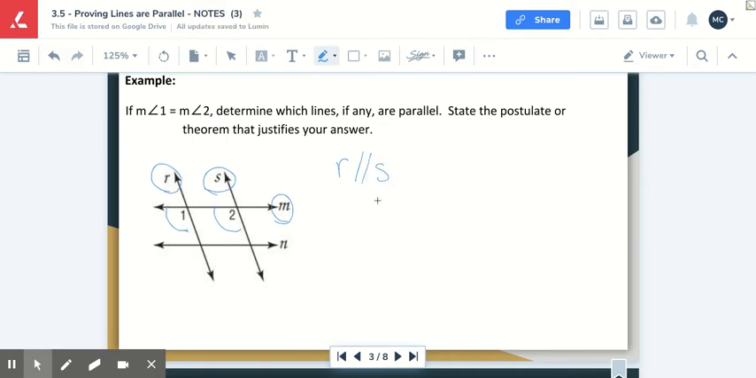And the postulate that guarantees that is the converse of the corresponding angles postulate.